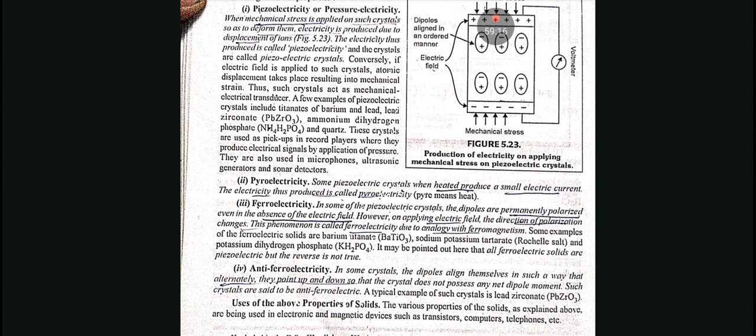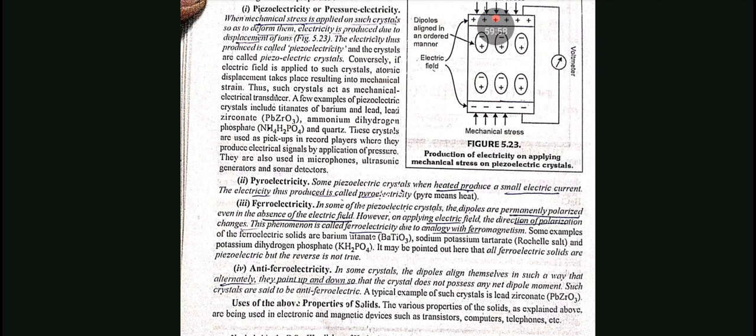Pyroelectricity and ferroelectricity. Some piezoelectric crystals, when heated, produce a small amount of electric current. The electricity produced is called pyroelectricity. Pyro means heat. In some piezoelectric crystals, the dipoles are permanently polarized even in the absence of an electric field; however, on applying an electric field, the direction of polarization changes. The phenomenon is called ferroelectricity due to the analogy with ferromagnetism. Examples of ferroelectric solids are barium titanate BaTiO3, sodium potassium tartrate (Rochelle salt), and potassium dihydrogen phosphate. Ferroelectric salts are piezoelectric, but the reverse is not true.